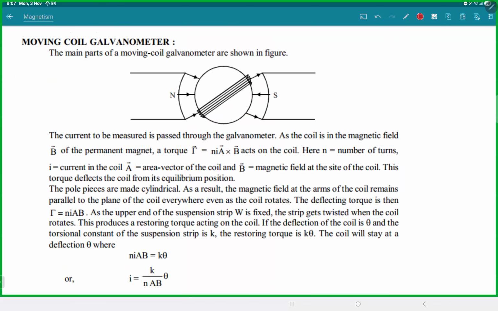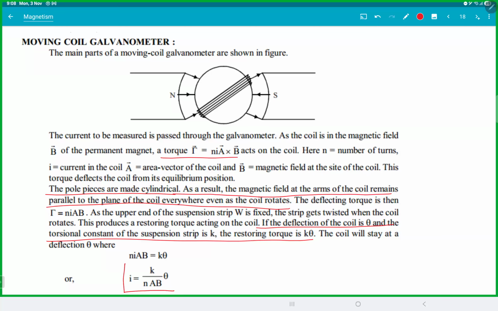So if you see a few statements, the torque is NIAB, right? The pole pieces are made cylindrical. As a result, the magnetic field at the arms of the coil remains parallel to the plane everywhere as the coil rotates. Quite an important thing. And then if the deflection of the coil is theta, the torsional constant of the suspension is k theta. You end up with this formula there. And quite an important thing: I is equal to this thing. I wrote theta, here it is I.